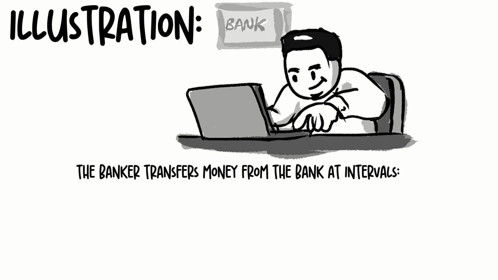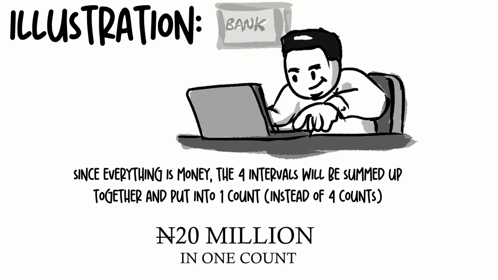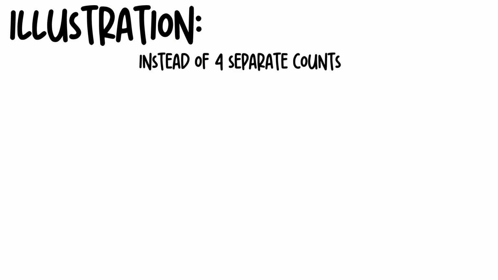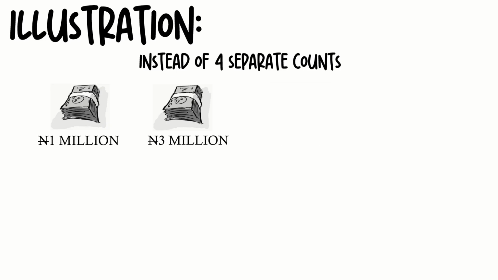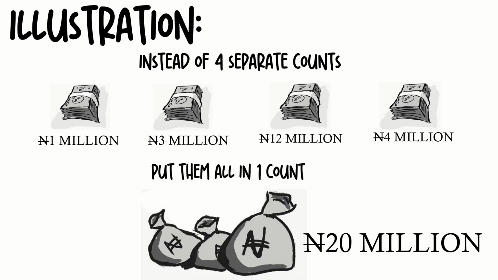For example, let's say he stole 1 million naira in March, he stole 3 million naira in May, he stole 12 million naira in July, and then stole 4 million in September. Now he has been caught. If they want to charge him, they don't need to separate the 4 different times he stole into separate counts. They'll just calculate the total and charge him in one single count. So instead of having 4 separate counts of 1 million, 3 million, 12 million, and 4 million, as long as he's stealing from the same property and it has to do with money, they can just put everything into one count of 20 million naira.